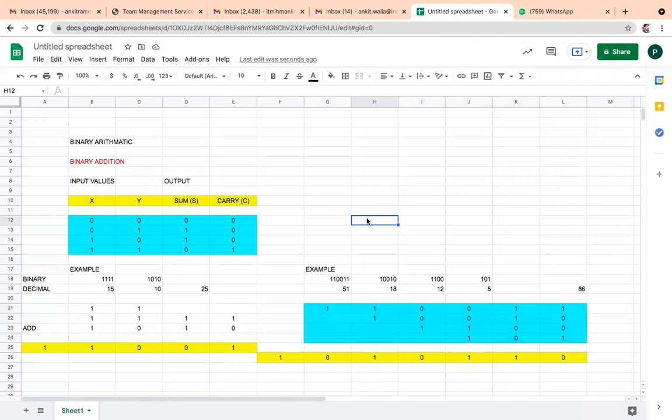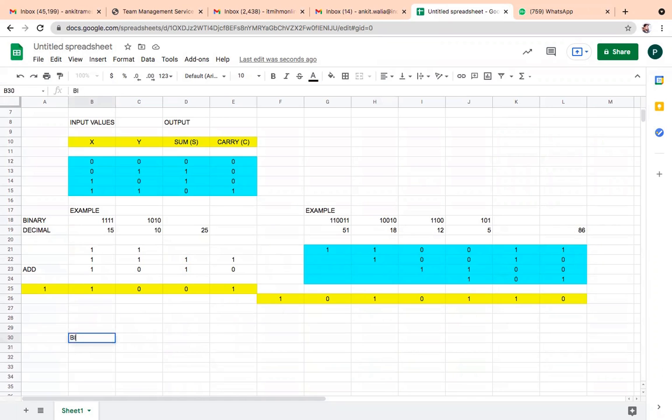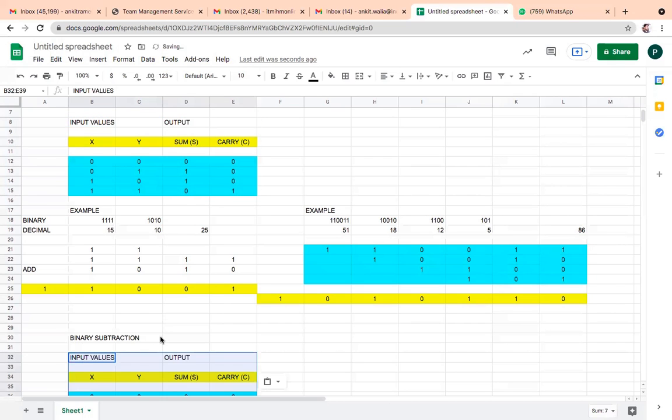Guys, done? Yes, sir. Is it clear? I think everyone. So the next part is binary subtraction now. Binary subtraction is almost similar to that, but the difference is about this particular input, output, and borrow. Because in subtraction, we always go for the process of borrowing the number.